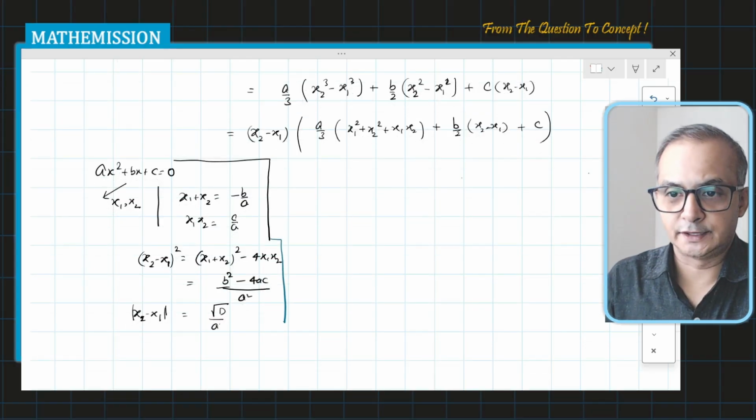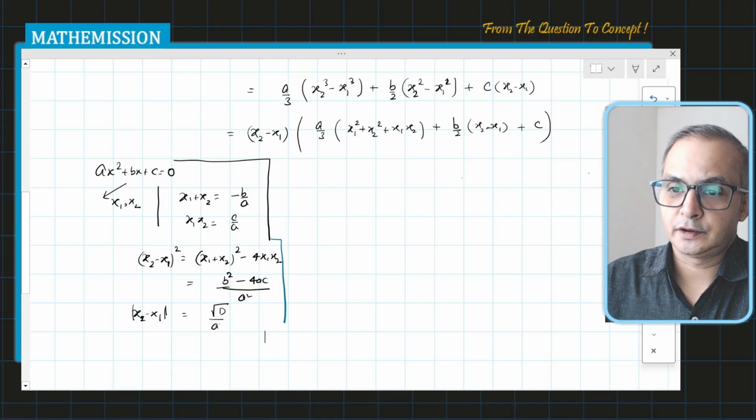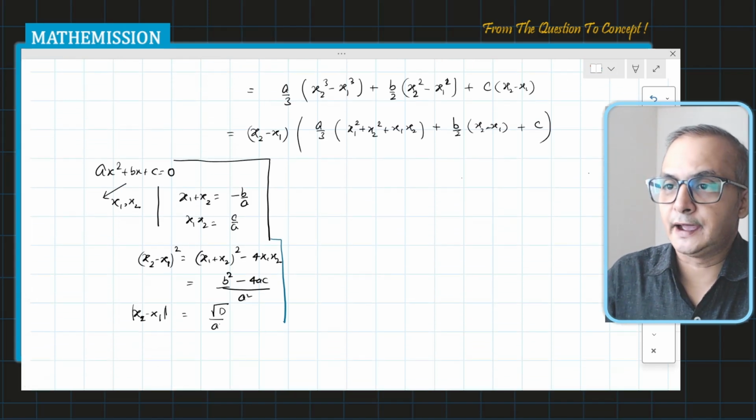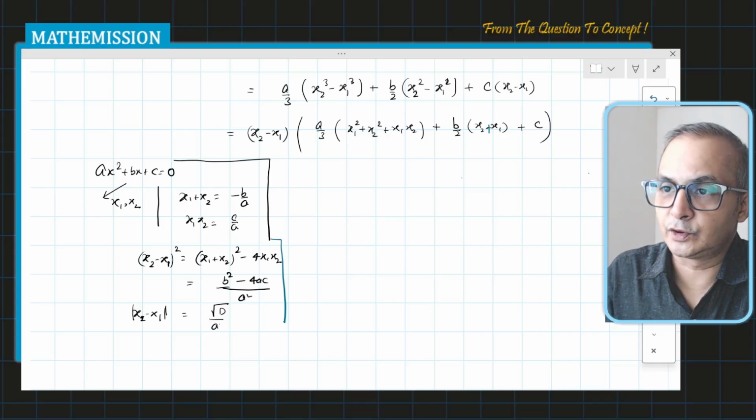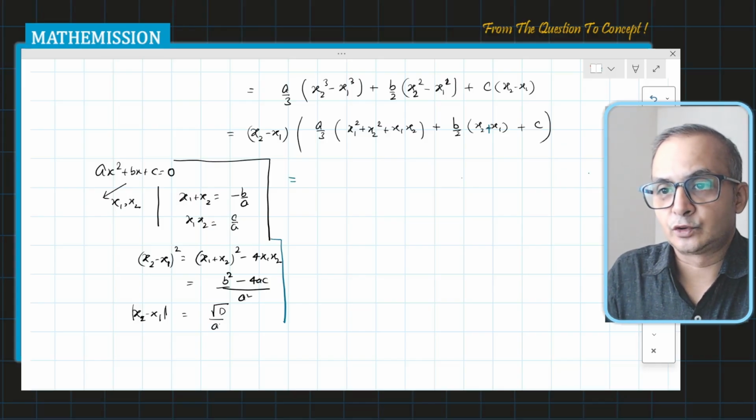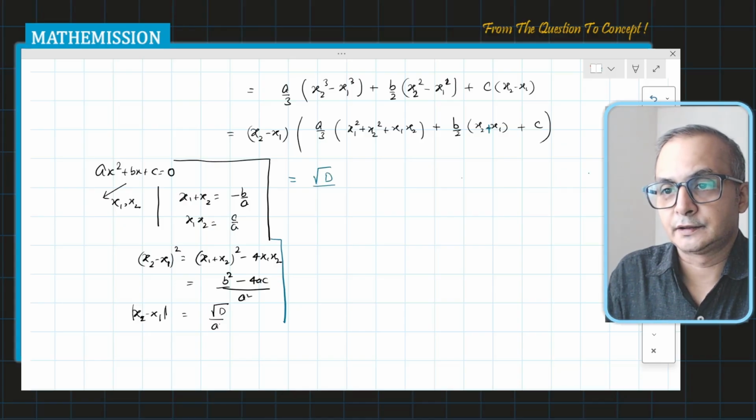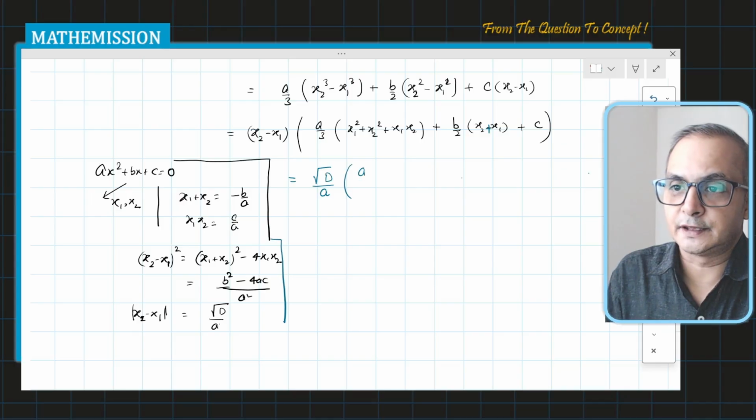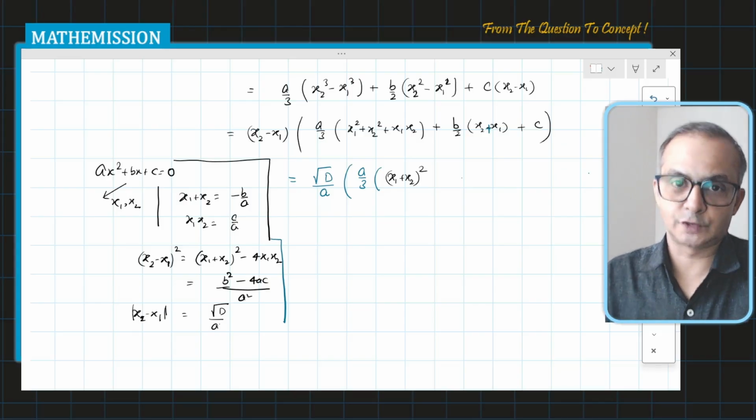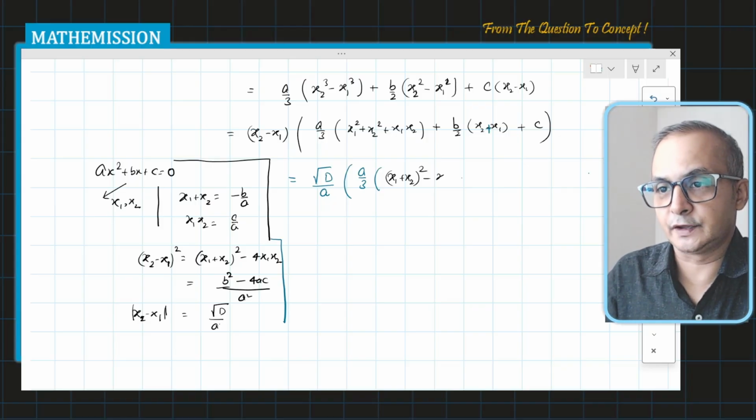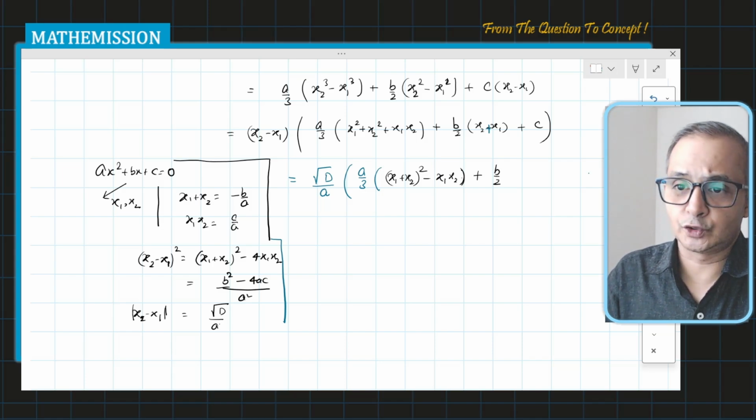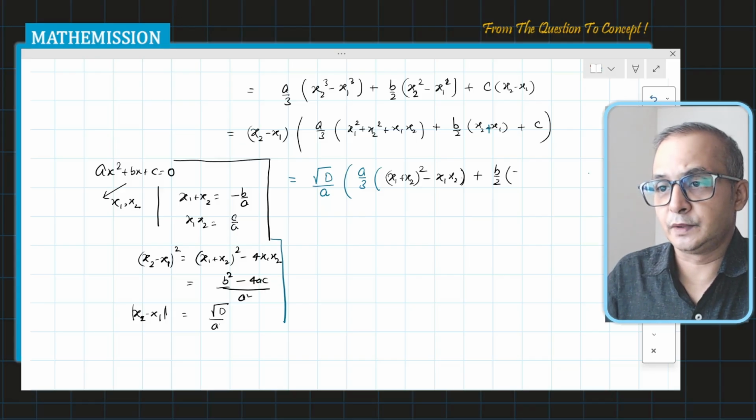Okay, so now let's calculate this thing. So here I have mod of x1 minus x2, root of D by a, and there I think there should be a plus there because I have taken this x2 minus x1. So let's substitute this value. So root D by a I'm writing in the front, and this is a by 3, and again this I can write as x1 plus x2 the whole square minus 2 x1 x2, and plus x1 x2, so that will give you minus of x1 x2, and this is plus b by 2, and again I can write the x2 plus x1 value, that is going to be minus b by a, and plus c.